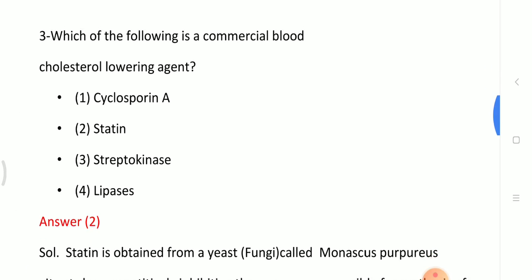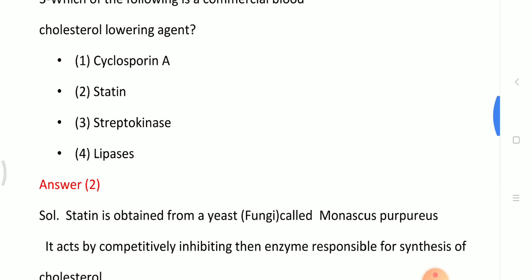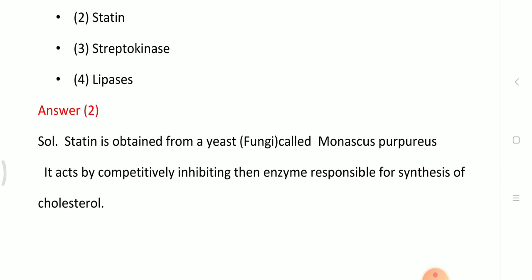Next, coming to question number 3. Which of the following is a commercial blood cholesterol lowering agent? Option 1 is cyclosporin A, option 2 is statin, option 3 is streptokinase, and option 4 is lipases. So the answer will be statin. This is a direct question from the chapter on microbes in human welfare in NCERT.